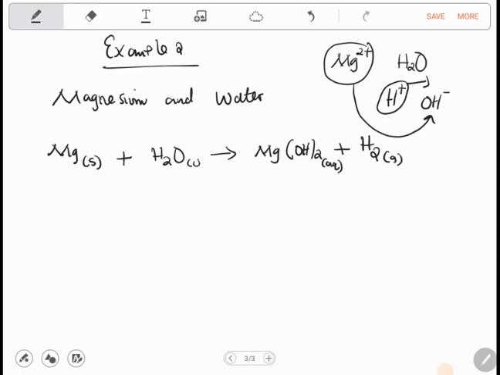Is it balanced? Let's see if it is balanced. Magnesium is 1 here, magnesium is 1 there. This 2 is multiplying everything, so you have 2 oxygen, 2 hydrogen. So on this side we have 1 magnesium, 2 hydrogen, 2 oxygen. But here we have 2 plus 2 hydrogen, which is 4, and 2 oxygen. So we need to put a 2 here so that we have 4 hydrogen and 2 oxygen. So this is now balanced.